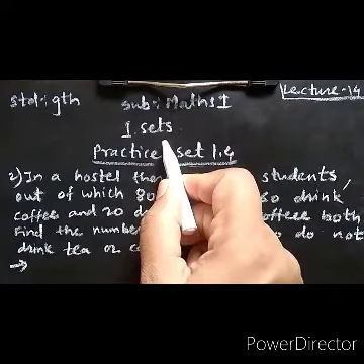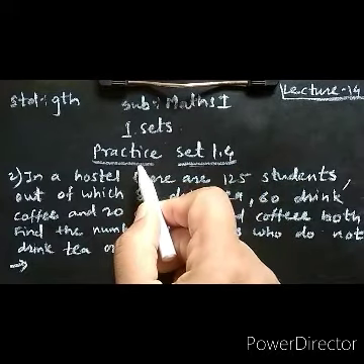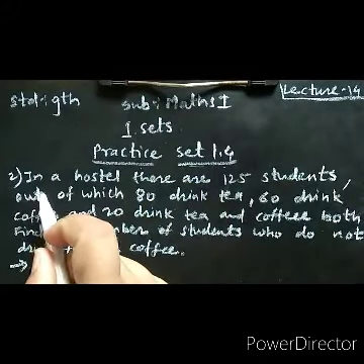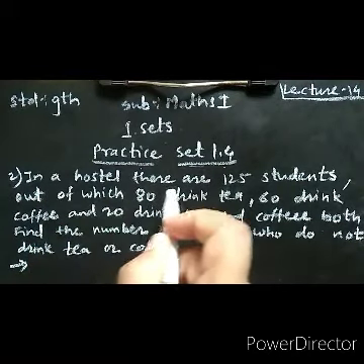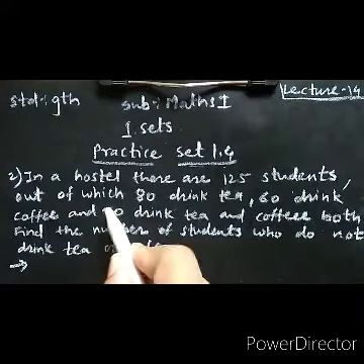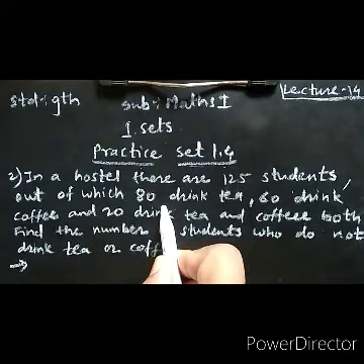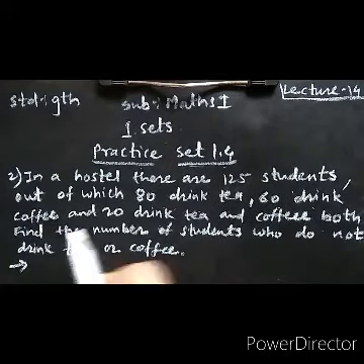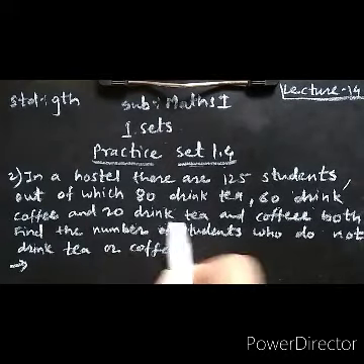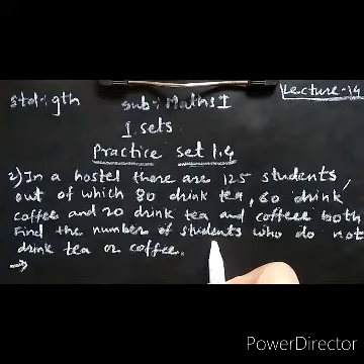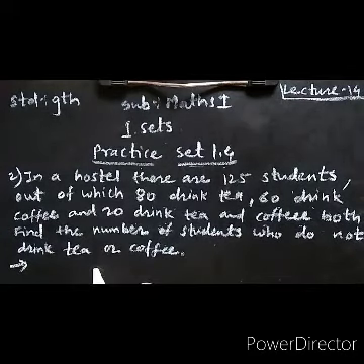Let us see lesson number 1, sets. Let us see practice set 1.4, example number 2. In a hostel, there are 125 students, out of which 80 drink tea, 60 drink coffee, and 20 drink tea and coffee both. Find the number of students who do not drink tea or coffee.